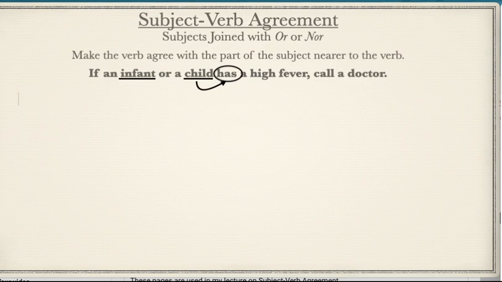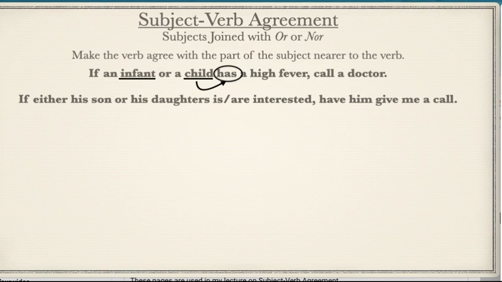But what about a sentence like this? If either his son or his daughters is or are interested, give me a call. All right. In this example, the compound subject is his son or his daughters. I'll give you a few seconds to determine in your own mind if the verb should be is or are. Okay. Because the closest part of the compound subject to the verb is daughters, which is plural, we want to use the verb are. If either his son or his daughters are interested, give me a call.